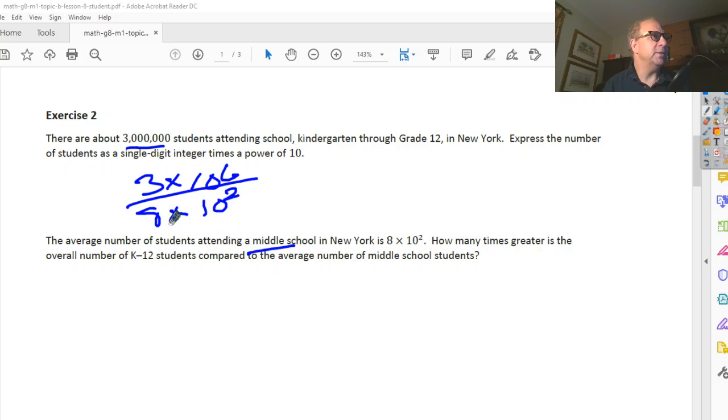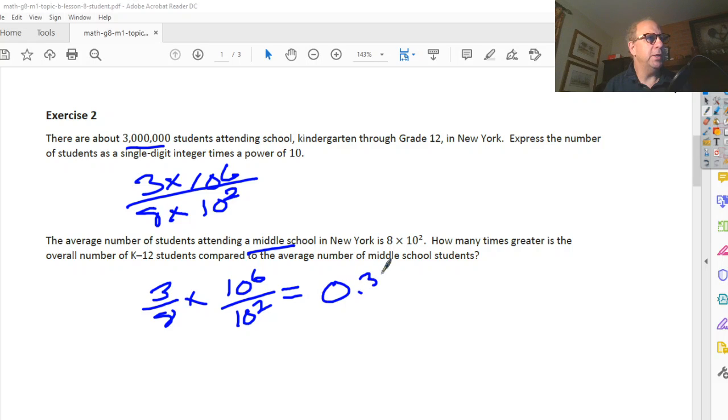To divide these, I'm going to separate them out. I'm going to divide 3 divided by 8 times 10 to the 6th over 10 squared, right? So 3 divided by 8 is about 0.375, and 10 to the 6th power divided by 10 squared, subtract the exponents, that's 10 to the 4th power.